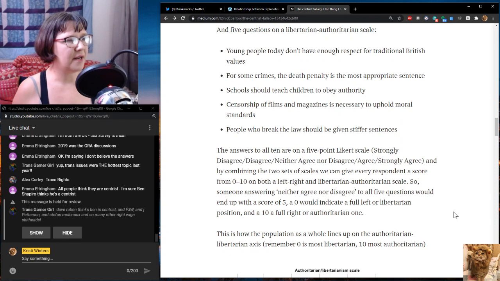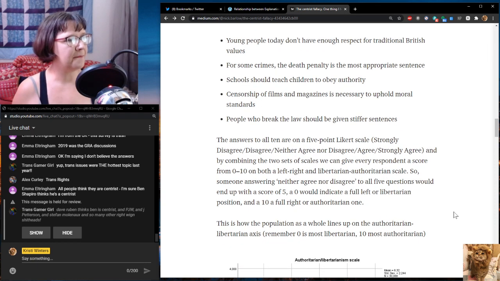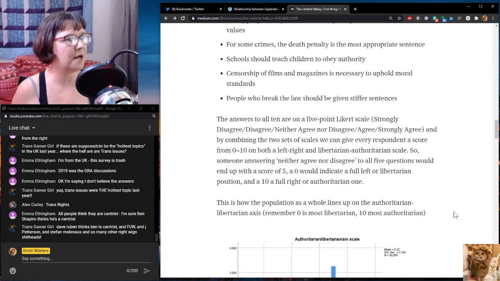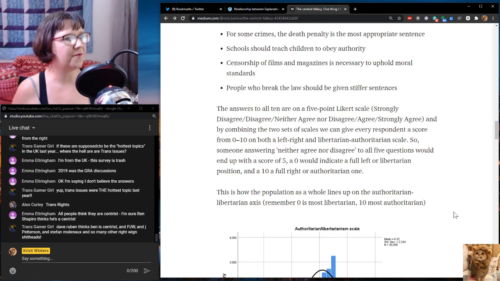The answers to all 10 are on a 5-point Likert scale, from strongly agree to strongly disagree, and by combining the two sets of scales, we can give every respondent a score from 0 to 10 on both the left-right and libertarian-authoritarian scales. So someone answering neither agree nor disagree to all 5 questions would end up scoring a 5, while a 0 would indicate a full left or libertarian position, and a 10 a full right or authoritarian one.